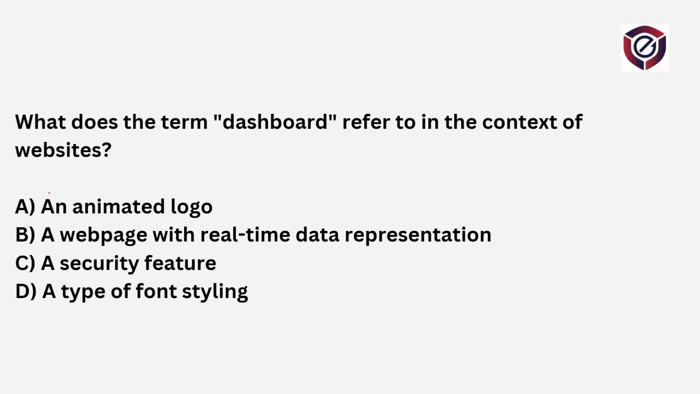Like whenever you log into your Aadhaar website, you want to see the updates you have done in your Aadhaar, the biometric changes you have done, and the status of your Aadhaar card processing. For each user, separate information should be there. Real-time data should be there. That is called a dashboard, and this kind of web page is called a dashboard. So the correct option is option B, a web page with real-time data representation.